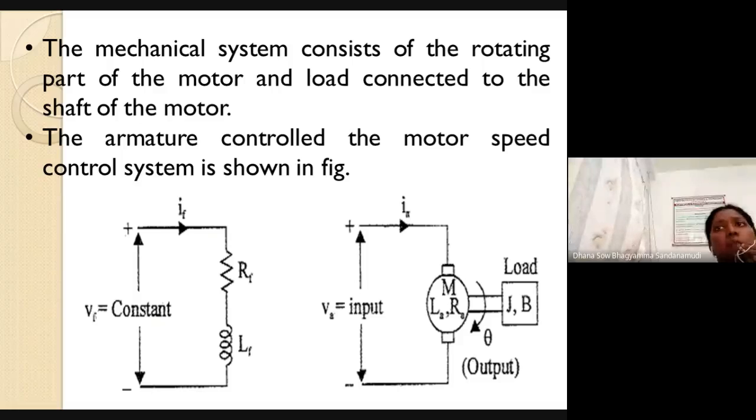The armature will have some losses. Some voltage drops will be there in the armature due to the armature resistance and armature inductance, because of this internal resistance and inductance. So it is an electromechanical speed control system, because it is connected to some mechanical load here. That is the reason.